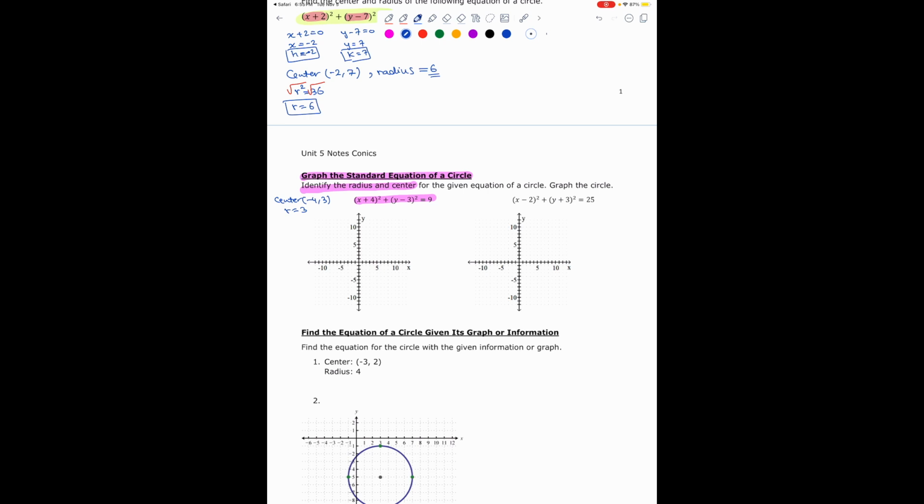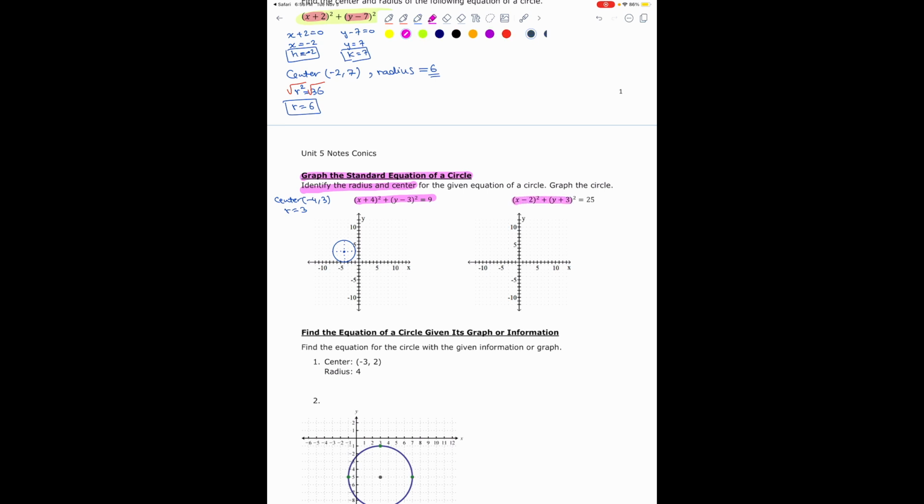So I will plot the point negative 4 and 3. Negative 4 and 3 is approximately here. That is the center. Now I'm going to take 3 units on each side. So I'm going to say 1, 2, 3 on the right, 1, 2, 3 up, 1, 2, 3 down, and 1, 2, 3 to the side. And then I'm going to try to connect all of these points together. Do your best to connect them. You don't have to be perfect. The point is to have the radius r equal to 3 units in this case. That's all we need with the correct center. Okay, so that is how you're going to graph the first one.